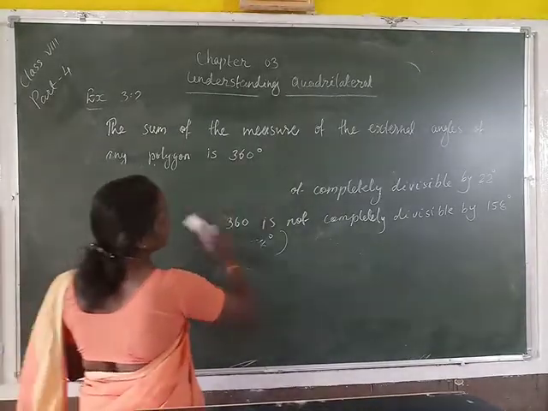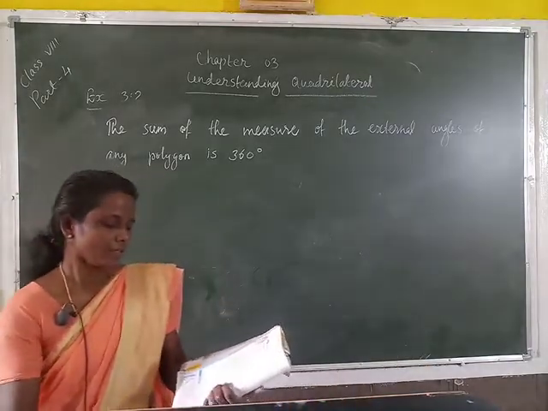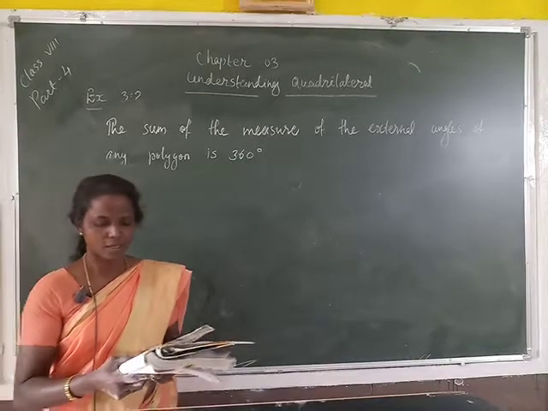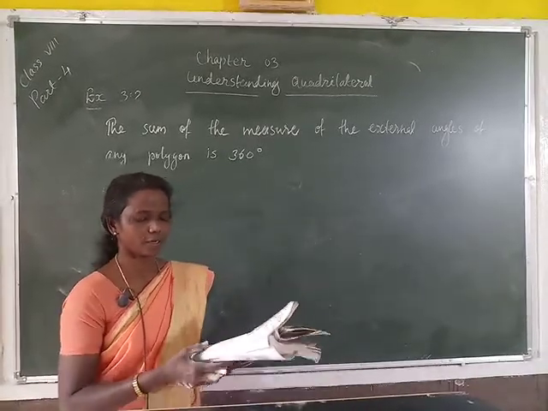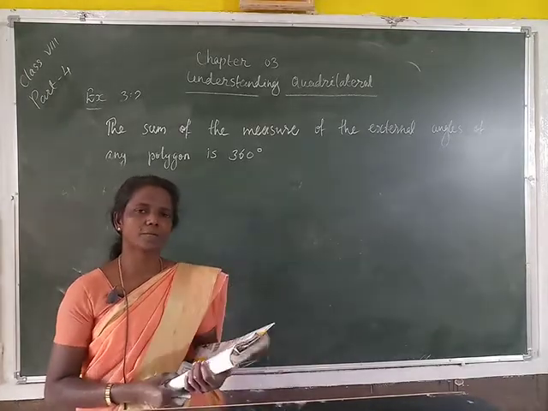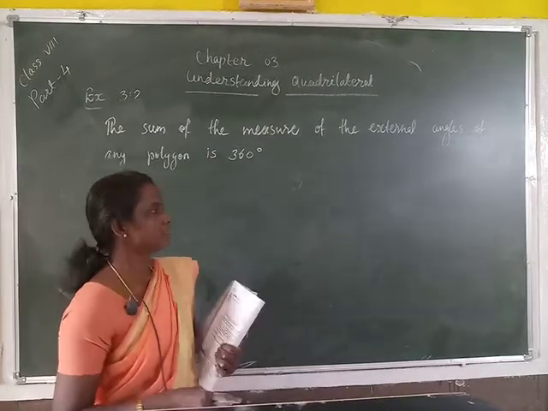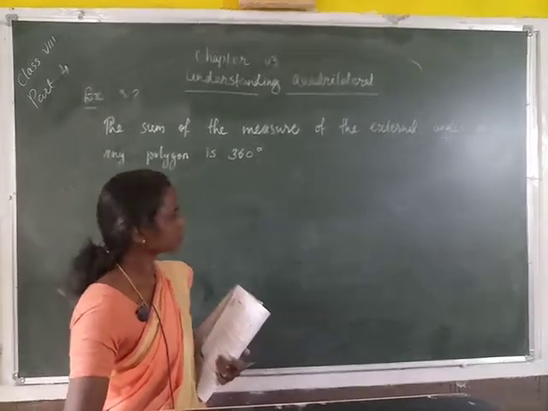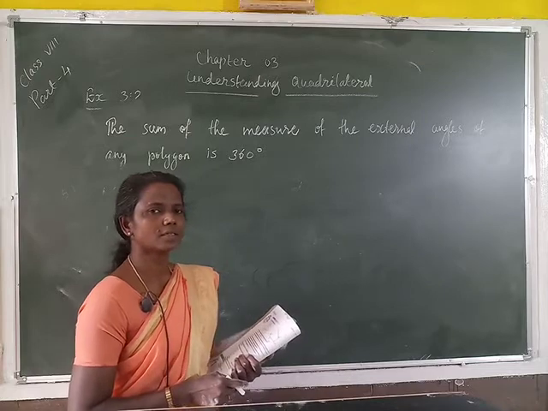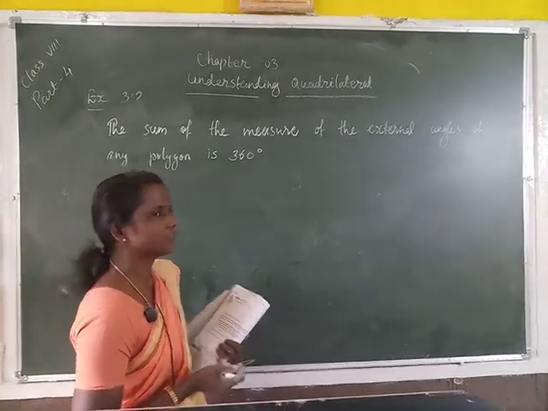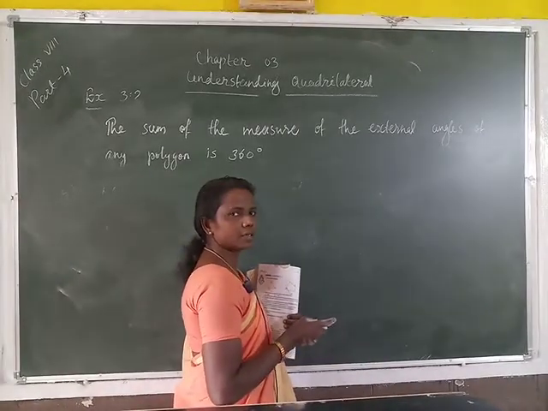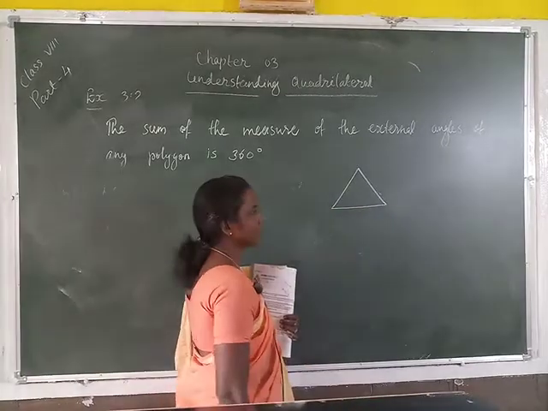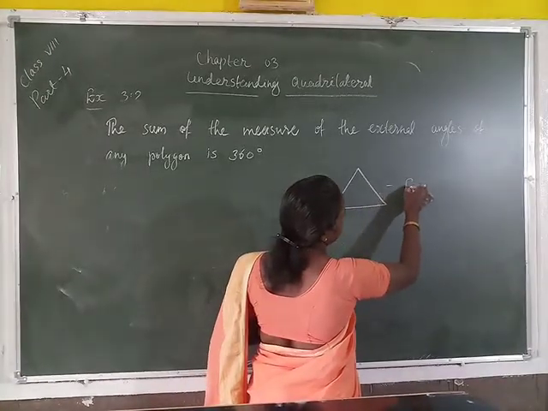Then the next question. What is the minimum interior angle possible for a regular polygon, and why? Which polygon has the minimum interior angle, do you know? Which polygon has the minimum number of sides, the fewest sides? That regular polygon has the minimum interior angle. Which regular polygon has the minimum number of sides?